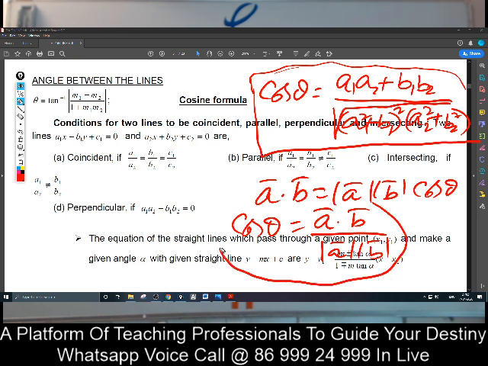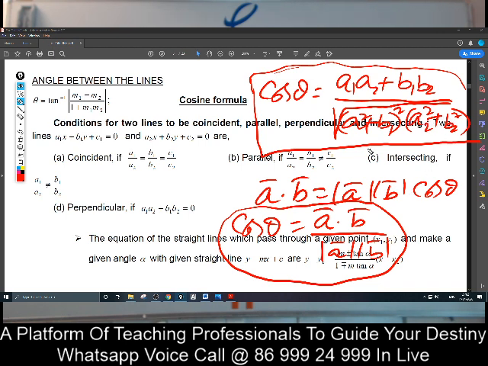The same vector algebra can be converted to three-dimensional geometry. In three-dimensional geometry, you will have an extra z coordinate, which is (a1 a2 plus b1 b2 plus c1 c2) by root over (a1 square plus b1 square plus c1 square) into (a2 square plus b2 square plus c2 square).